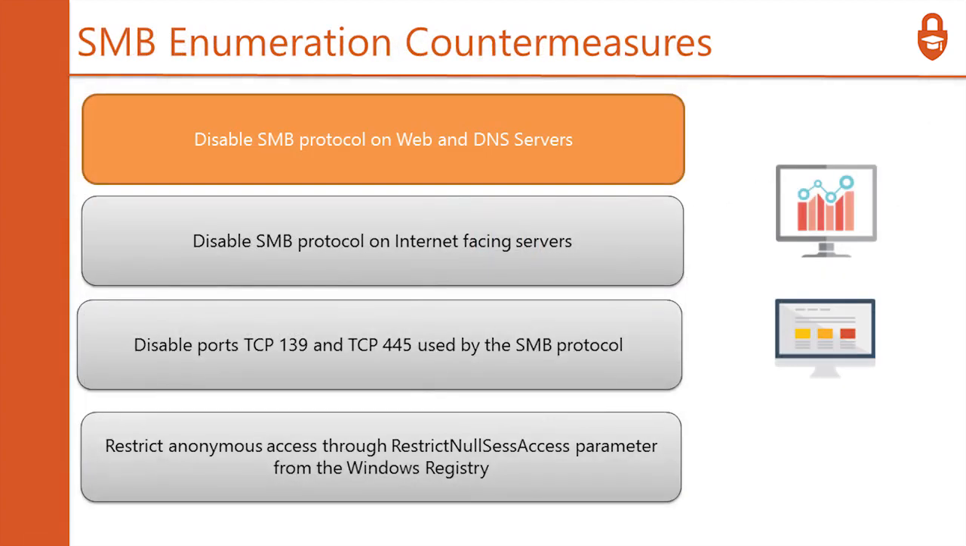So SMB enumeration, so countermeasures. We want to disable SMB protocol on web and DNS servers. Obviously SMB 3 is okay if you're happy with the encryption that's in place. You want to disable SMB protocol on internet-facing servers. Of course, yes you do. And then you want to disable ports 139 and 445 used by the SMB protocol. And then you want to restrict anonymous access through the RestrictNullSessAccess parameter in the Windows registry, but what about your Linux systems? Okay, so they're kind of giving you some hints here.